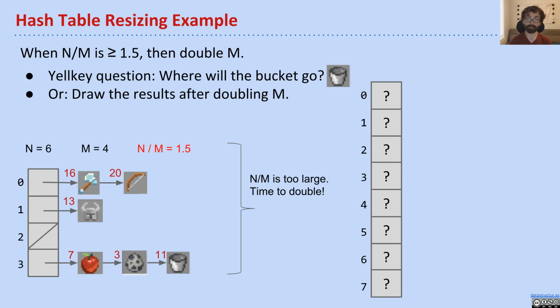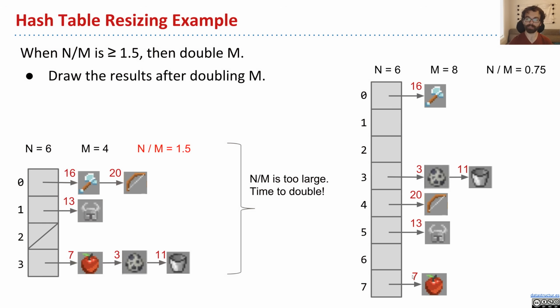Okay, so it turns out that the correct answer is shown here, this drawing. Basically all I've done is for each hash code, I'm now modding by 8 instead of 4. So for example, the bucket has hash code 11. So it's going to go in position 0, 1, 2, 3, 4, 5, 6, 7, 8, 9, 10, 11. That is 11 divided by 8. If you take the remainder, we're left over with 3. So we end up here.